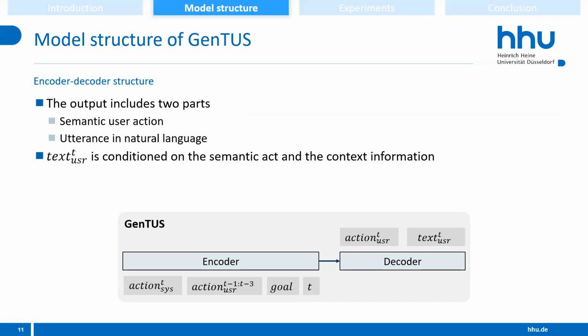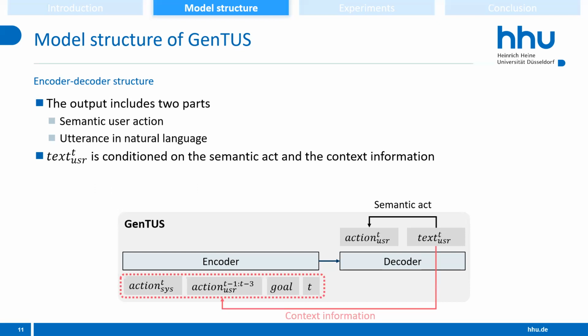The output of GenTUS has 2 parts. The first is the semantic user action and the second is the utterance in natural language. Here we can see that the text generated by GenTUS is not only conditioned on the semantic action generated by itself, but also on the context information.